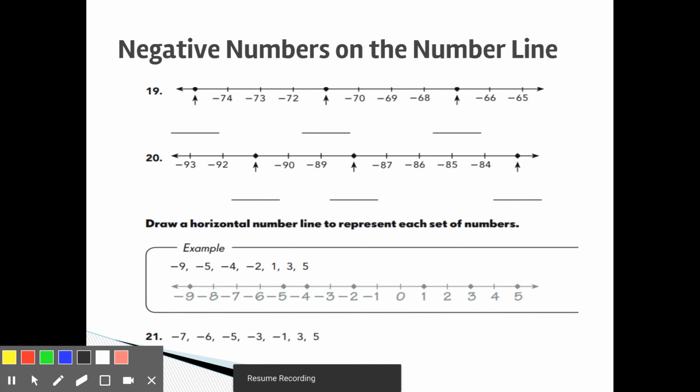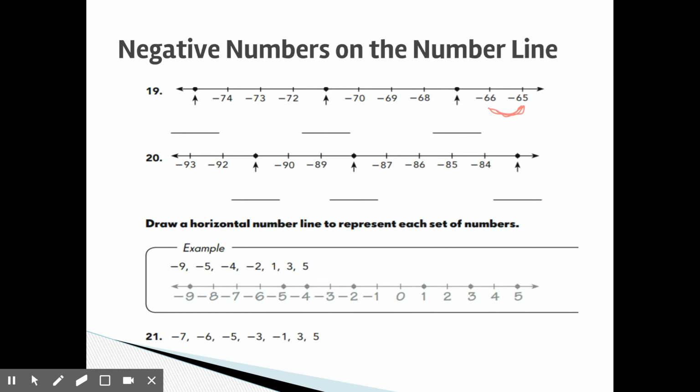So here we have the opportunity to fill in some negative number lines. Because they kind of move backwards, I always like to start at the right and count backwards this way. And like I talked about with positive number lines, we want to determine the interval by looking at two numbers together. Negative 65 to negative 66, it's just an interval of 1. So I know I'm going backwards by 1.